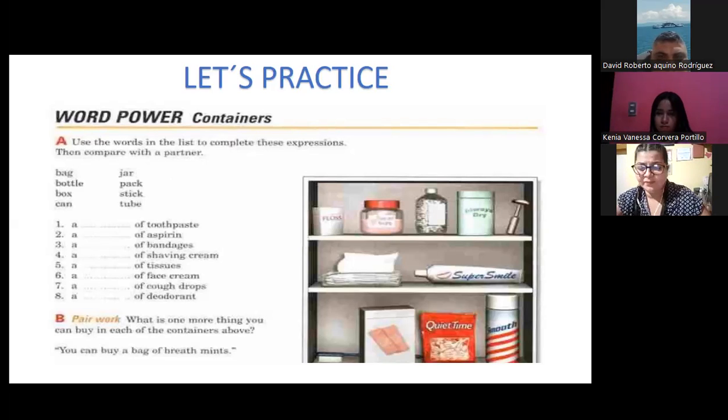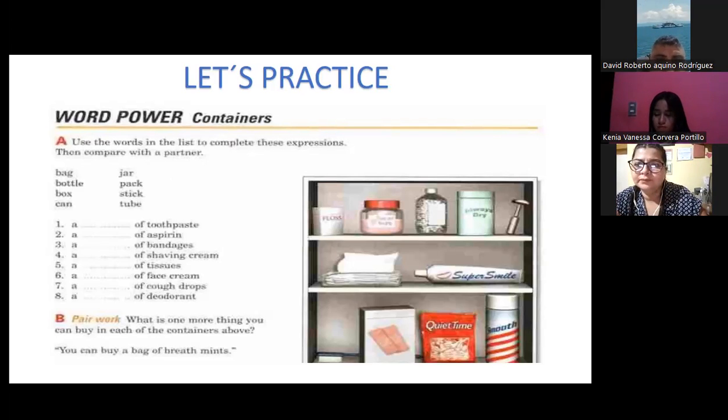Bottle. ¿Podría ser un bottle también? ¿Podría ser como una botella? ¿Un bote de crema de afeitar? I'm sorry. It can be a can. ¿O puede ser un can también, una lata? Una lata, quizá. A can of shaving cream. So, depending, right? And number five.